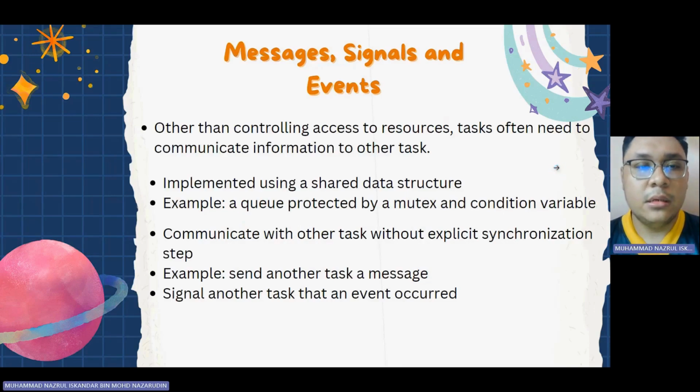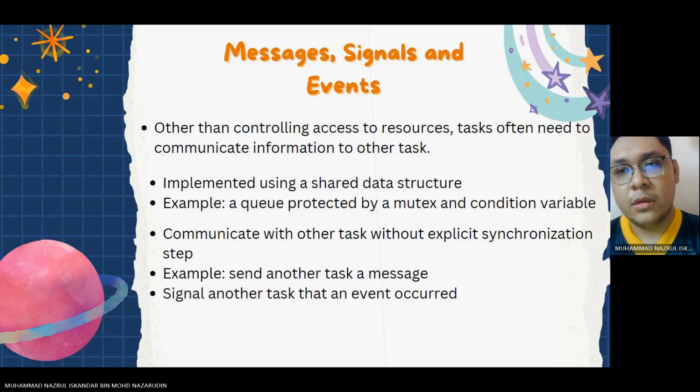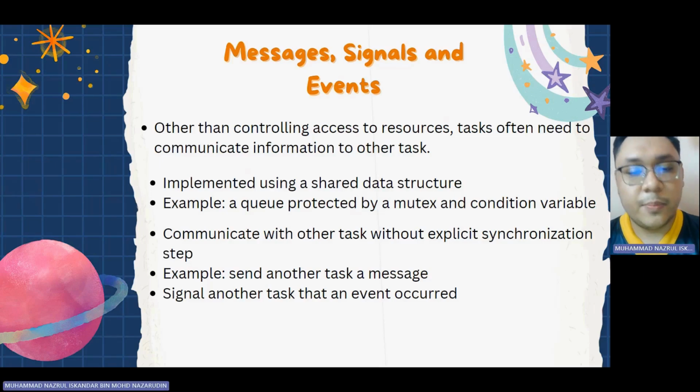Message, signal, and event. Other than controlling access to resources, tasks also often need to communicate information to other tasks. This is implemented using a shared data structure, for example a queue protected by a mutex and condition variable. Tasks communicate with other tasks with an explicit synchronization step, for example sending another task a message, or signaling another task that an event occurred. For example, we use a system interrupt. The system wants to send a message to another system by using an interrupt. That's an example of sending another task a message.